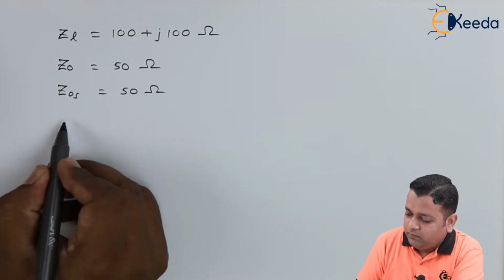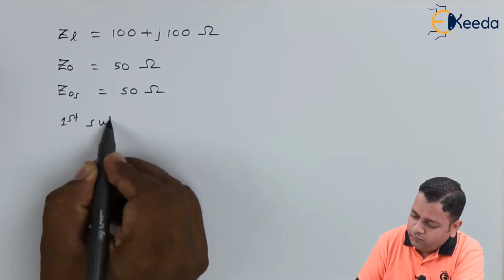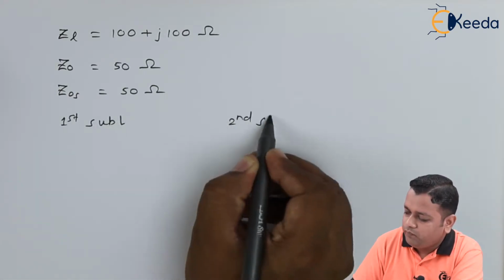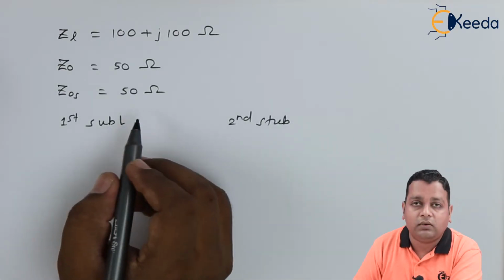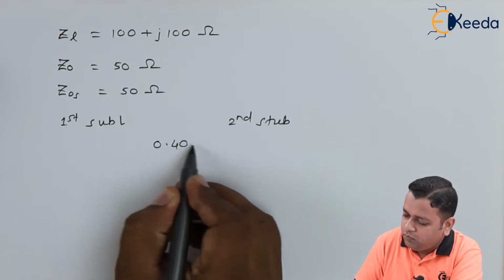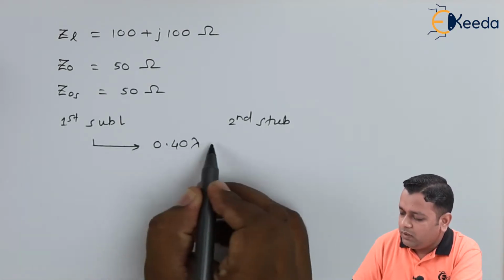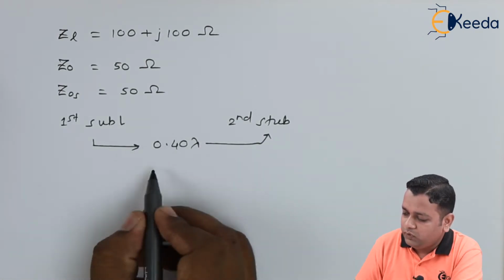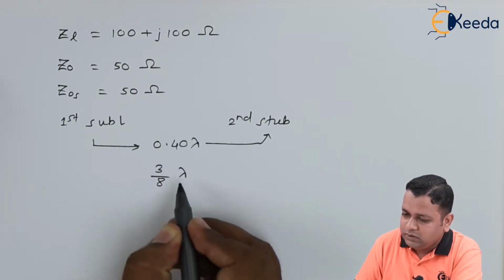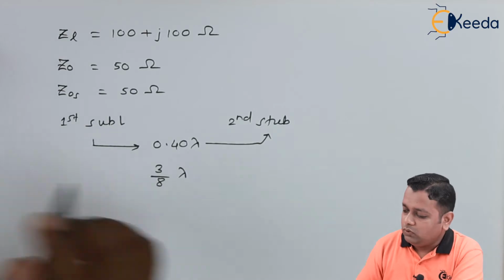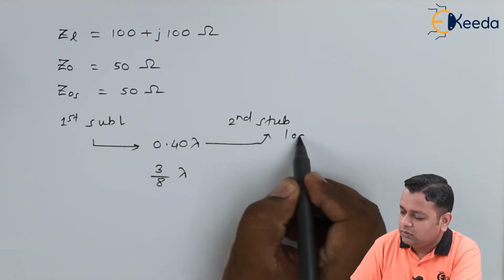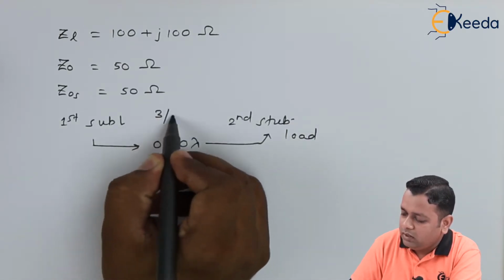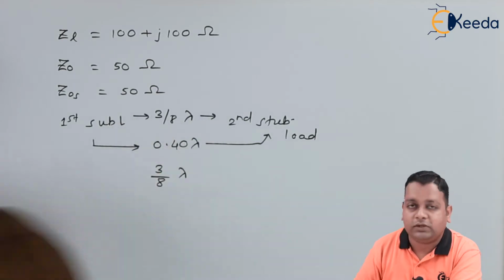Now the first stub, and we have the second stub, and the distance we have from the load to the first stub is 0.40 times lambda. Next, the spacing between the two stubs we have is 3/8 times lambda. So here we have first of all the load, in this particular case, and then the second stub here. So I can write here 3 by 8 times lambda as per the problem statement.